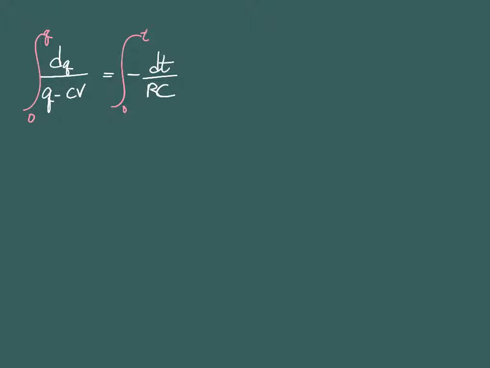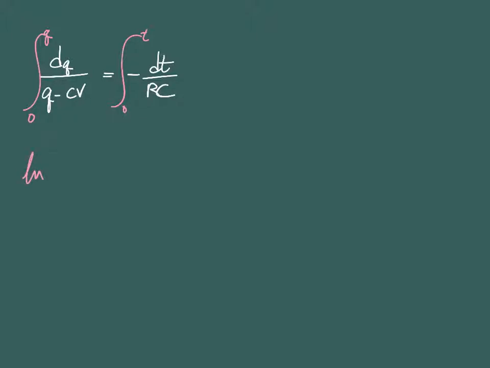So let's pick up where we left off. We had dq per (q minus CV) equals negative dt per RC. So if I integrate these two things, I'm going to integrate from 0 to q and 0 to t over here. All right? This is pretty basic stuff.